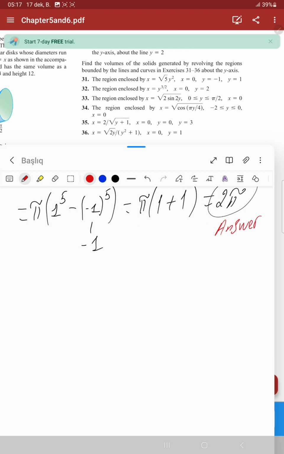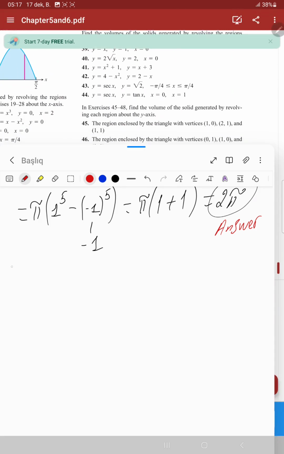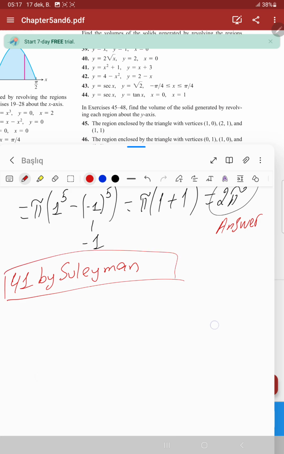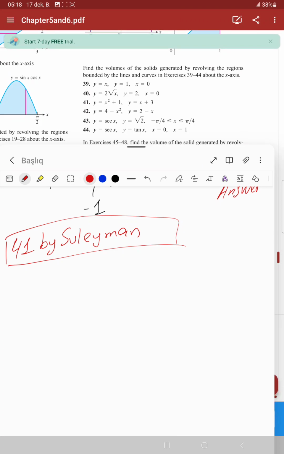Okay, and from 39 to 44. Which one can we take? I don't know, maybe 41? Let's find the volumes of solids generated by revolving the regions bounded by the lines and curves about the x-axis.